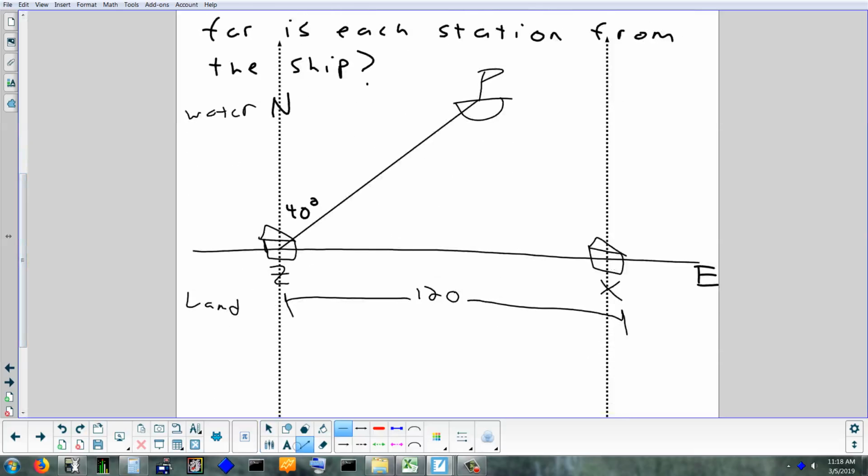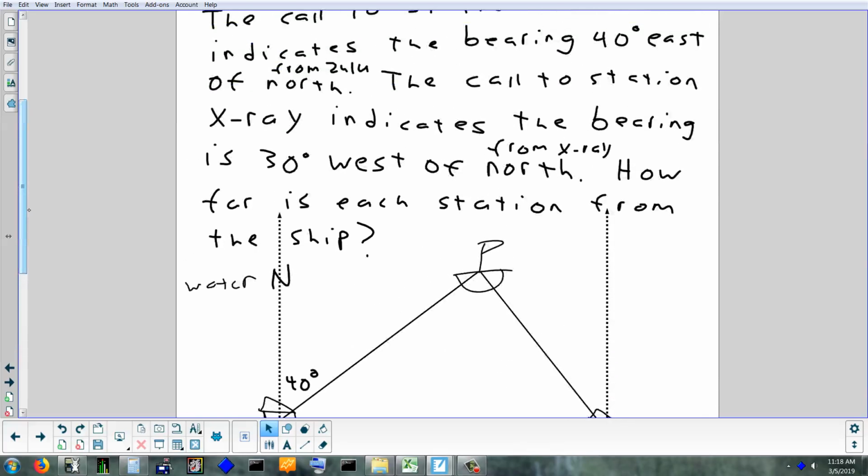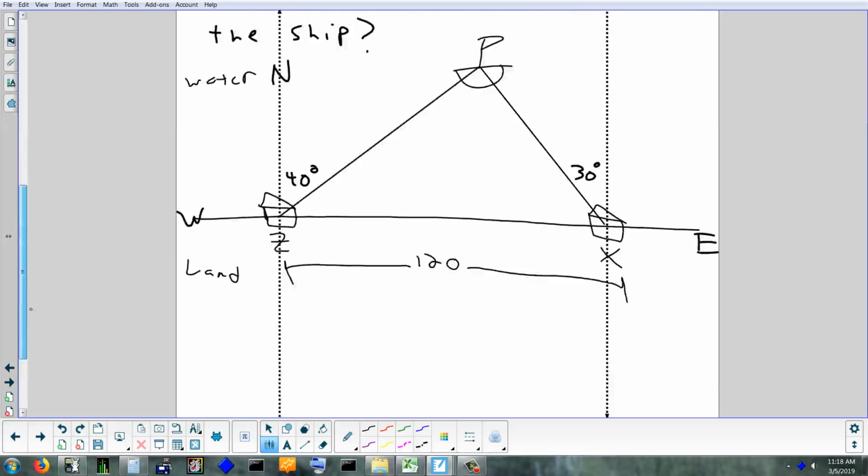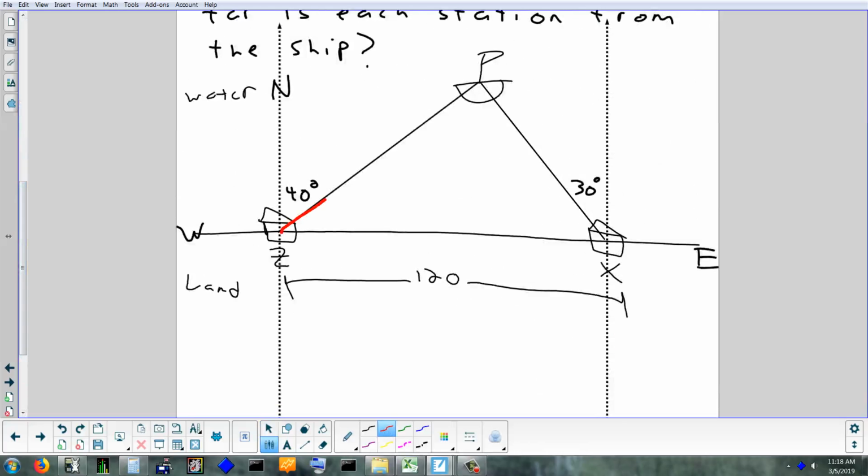All right, and now this Coast Guard station is going to see exactly the same light, but it's going to see it from a direction 30 degrees west of north. Right? So west is over here. So west is to the left. So 30 degrees west of north. Okay. And what we want to figure out is the lengths of the sides that we don't know in that triangle.